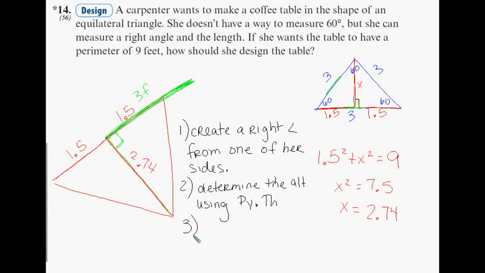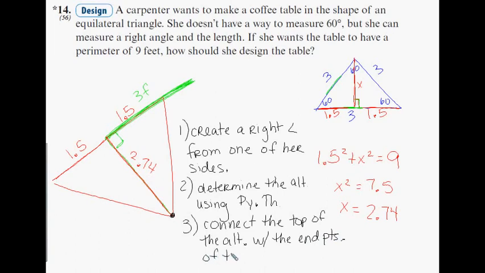Once she has her altitude, she should connect the top of the altitude. In this case, the top is right here. Okay? Connect the top of the altitude with the endpoints of the base, which is 3 feet long. Okay?